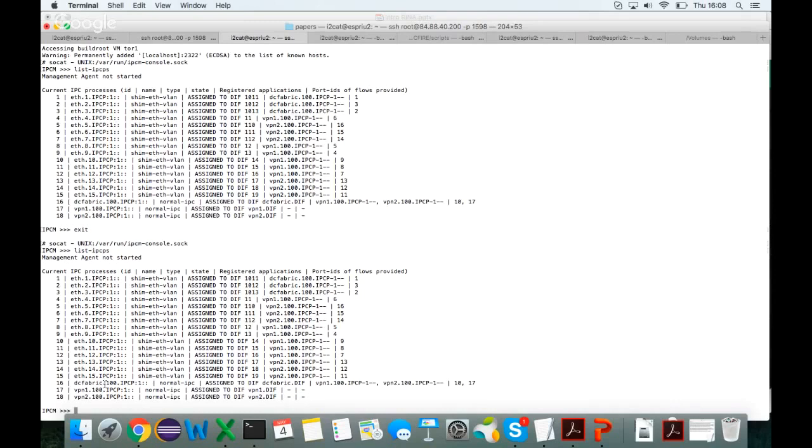And then we have this IPC process belonging to the data center fabric DIF, and these two IPC processes belonging to these two different VPNs that are going through this node. So we see that all the different layers have the same concepts, the same technology, the same protocol frameworks, so it's much easier to configure and use networks and understand networks this way.